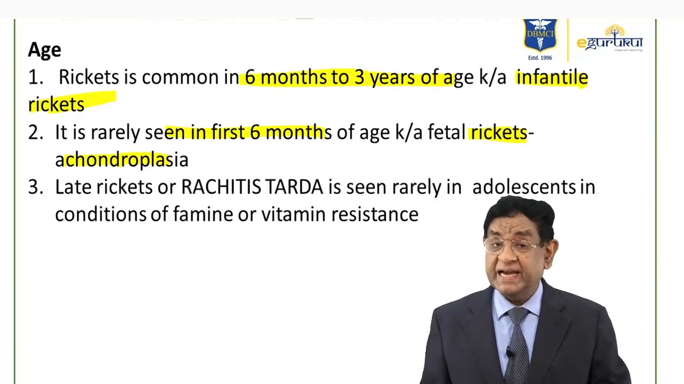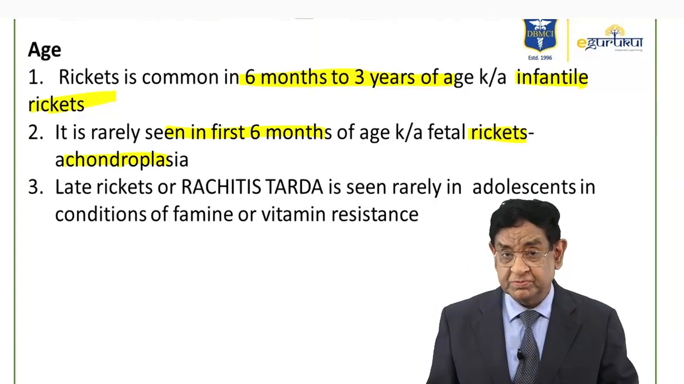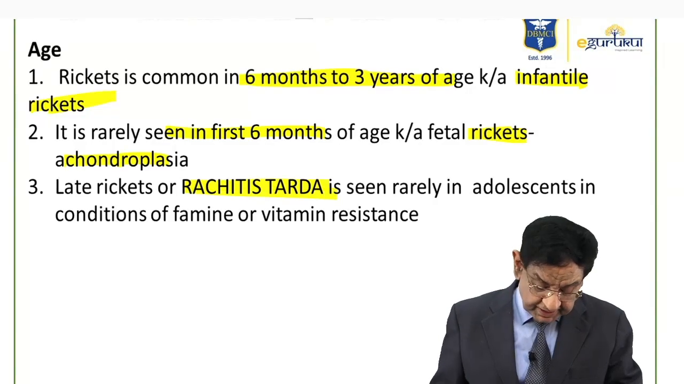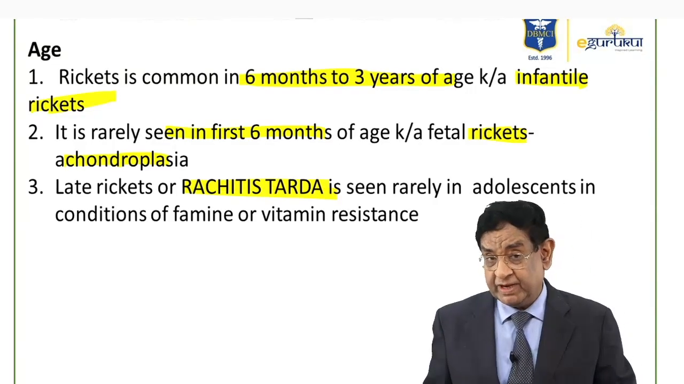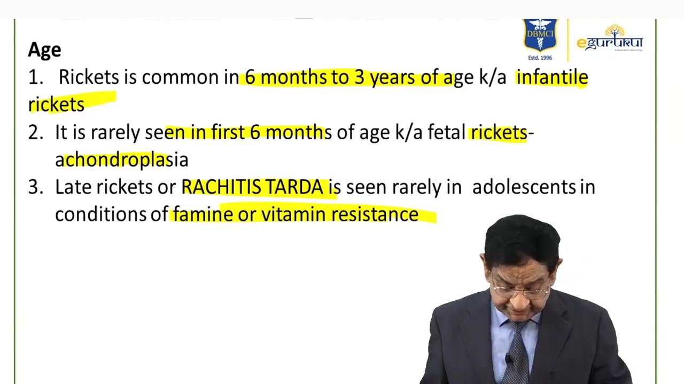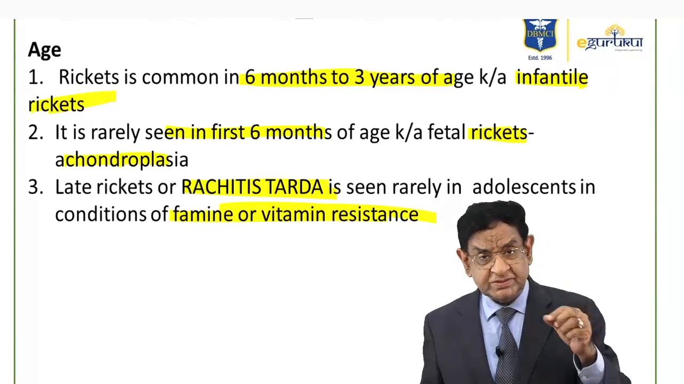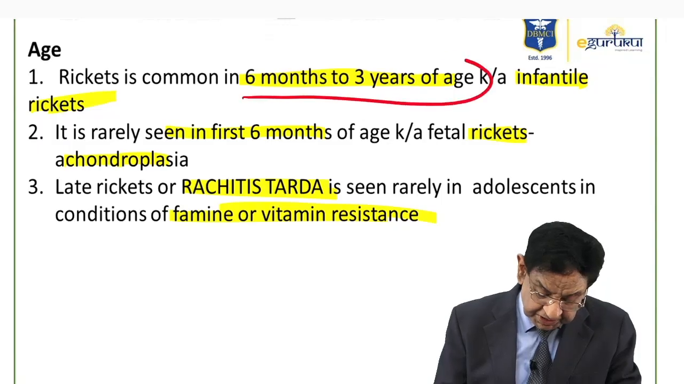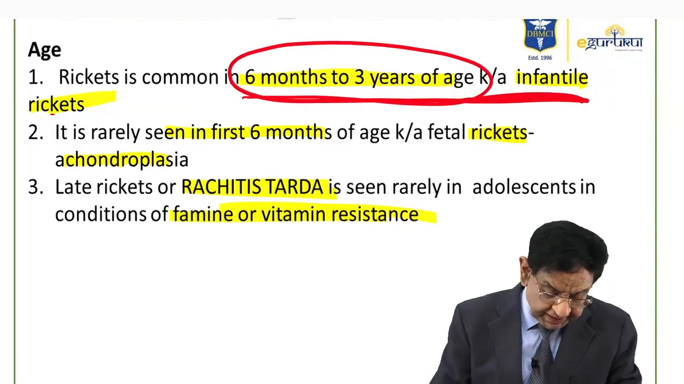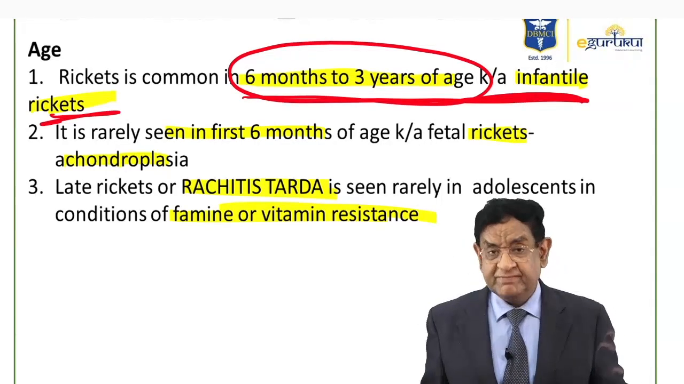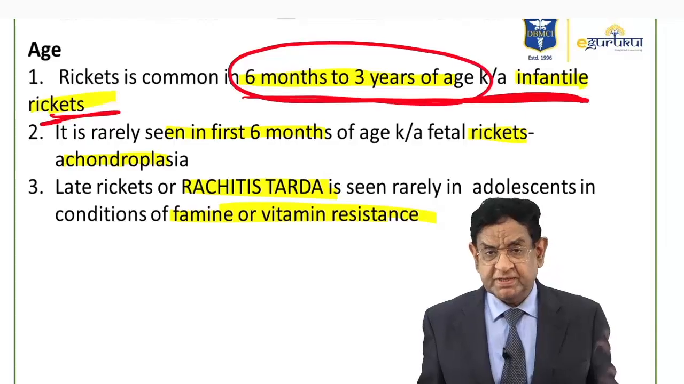It may occur later in older children also, maybe 7-8 years. This is known as rickets tarda. But again, it is very rare, seen only in famine conditions or maybe in vitamin D deficiency resistance. So by and large, you have to remember only one keyword: 6 months to 3 years, so-called infantile rickets. Practically, whenever we talk about rickets, we are dealing with a child between the age of 6 months to 3 years.